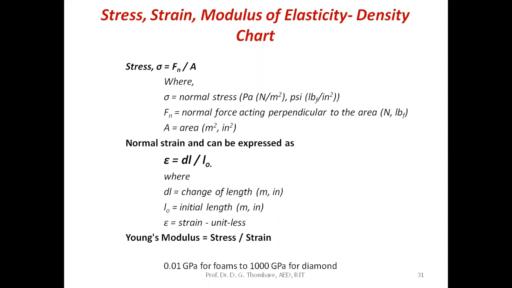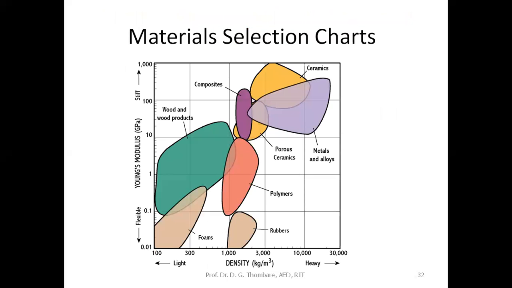We have defined that stress is equal to load divided by area, and strain is equal to change in length divided by original length. The ratio of stress to strain defines Young's modulus. This is a very important characteristic of the material, which defines deformation in the material and its load carrying capacity. Now, using this property, you can use this chart which is now shown.